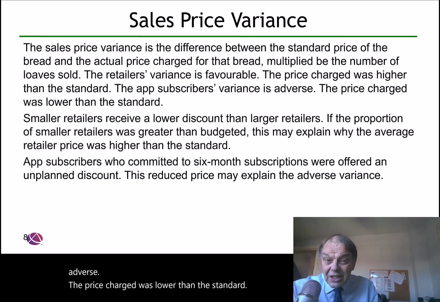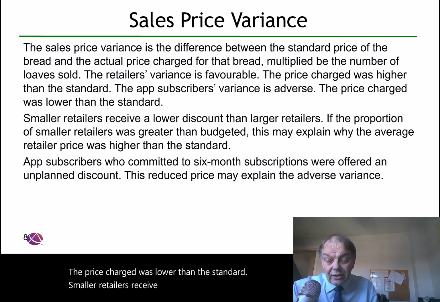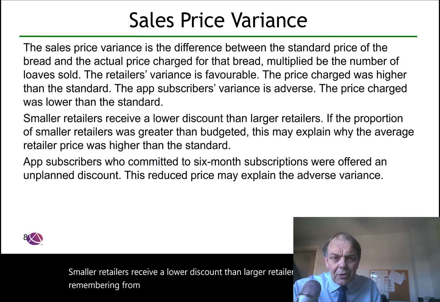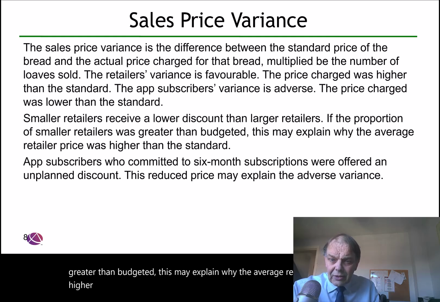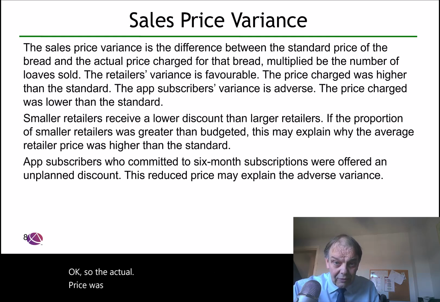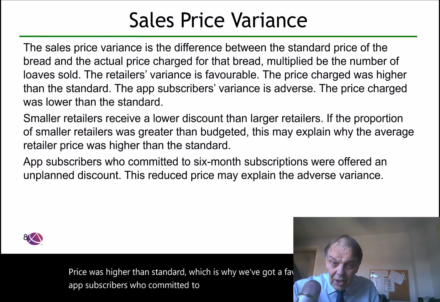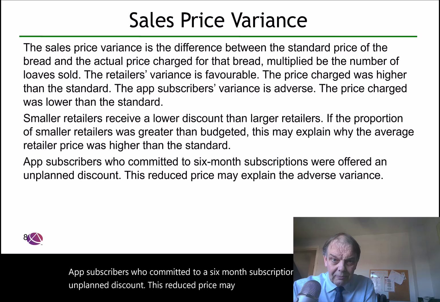Smaller retailers receive a lower discount than larger retailers. Okay, this is remembering from the pre-seen. If the proportion of smaller retailers was greater than budgeted, this may explain why the average retailer price was higher than the standard. Okay, so the actual price was higher than standard, which is why we've got a favourable variance. App subscribers who committed to a 6-month subscription were offered an unplanned discount. This reduced price may explain the adverse variance.